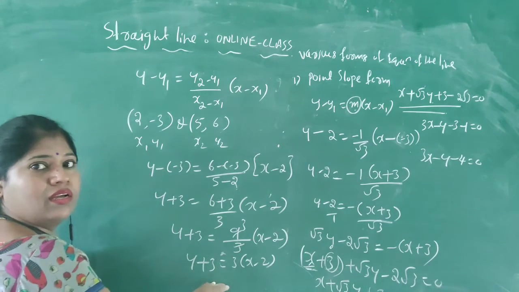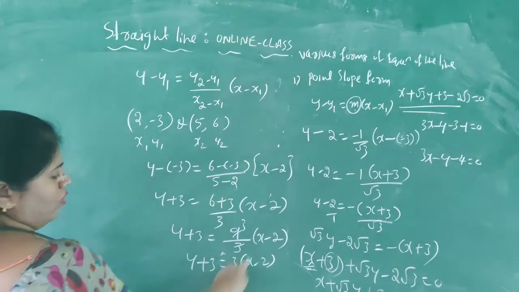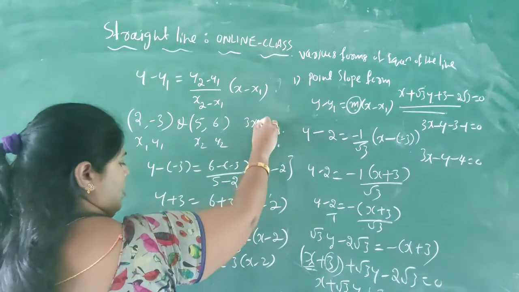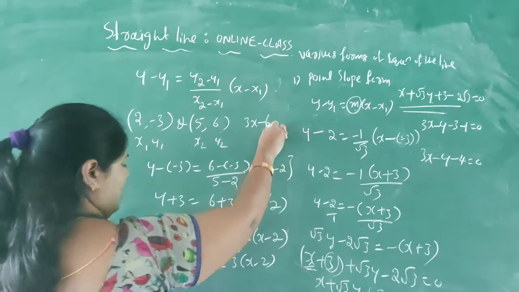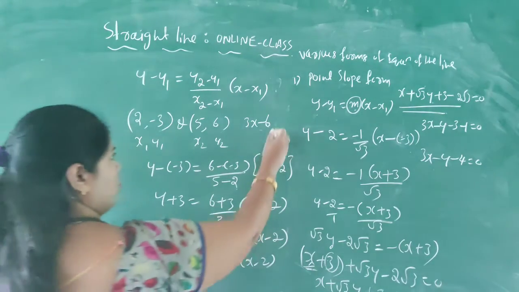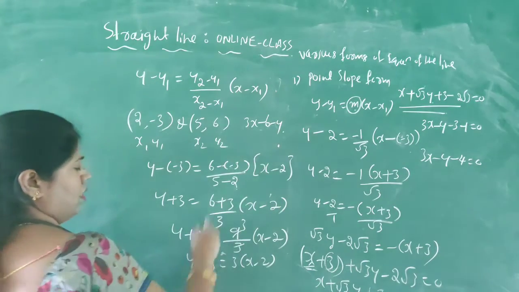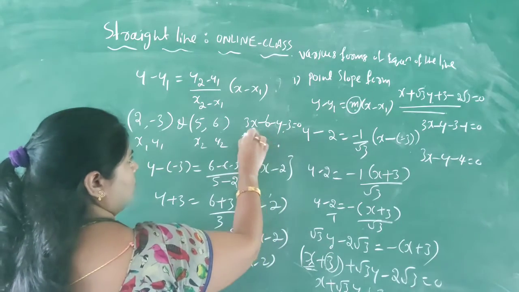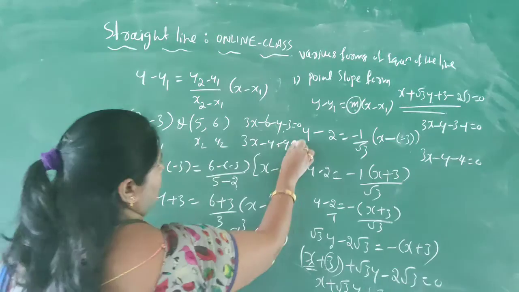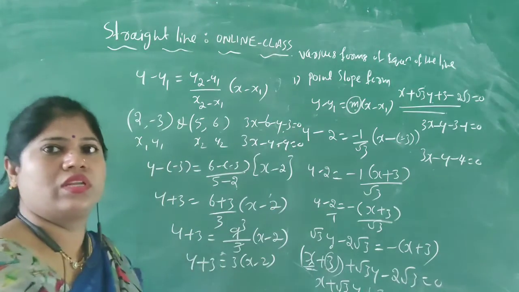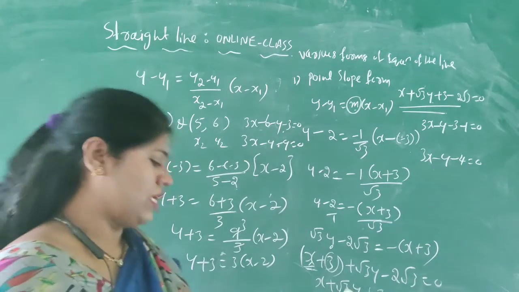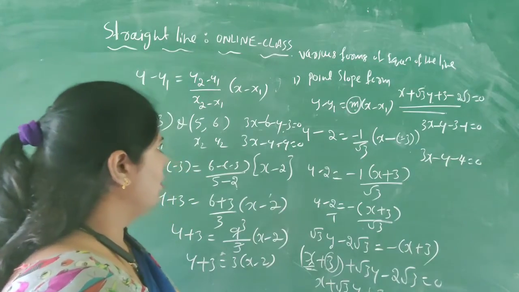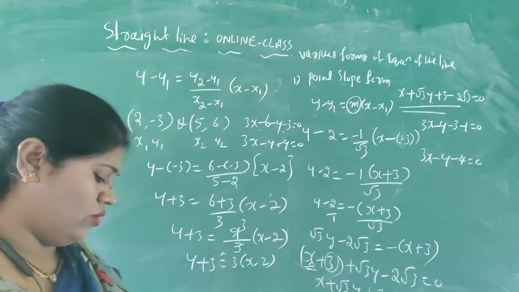So we can write this also: it is going to be 3x minus 3 twos are 6, and minus y, plus 3 is going to be minus 3, which is 0. So you get 3x minus y minus 9 equals 0. We have got 3x minus y minus 9 equals 0.